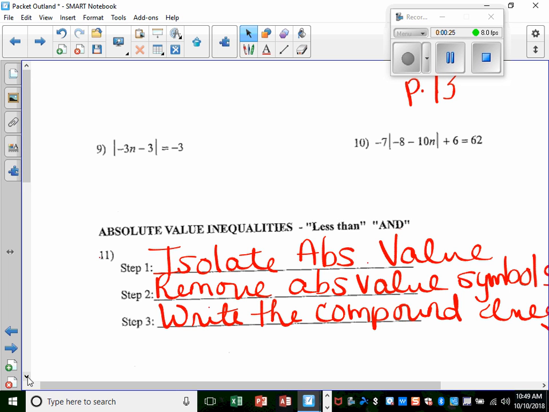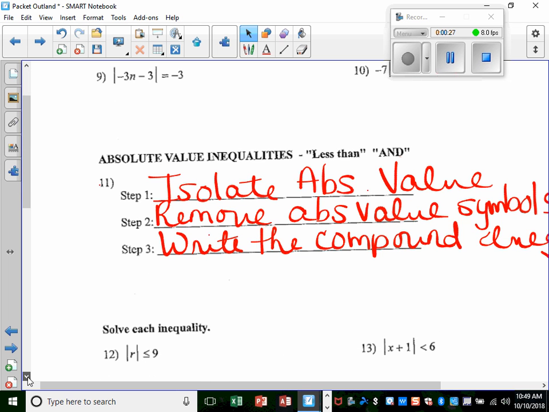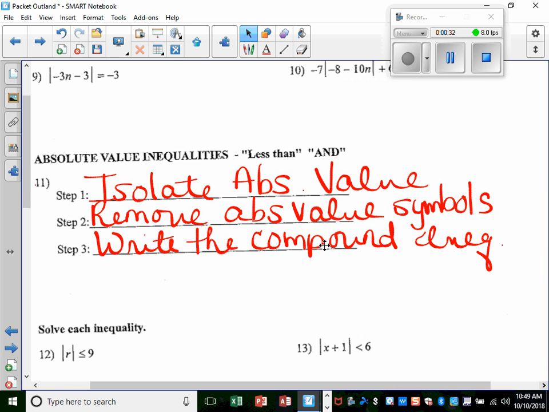So we've done equations, but we haven't done inequalities. So let me go over the steps. Still isolate your absolute value bars, remove the absolute value symbols, and then write the compound inequality problem. Go ahead and write those 3 steps down. This is page 13 again, and then we'll go through the steps of working some questions together.